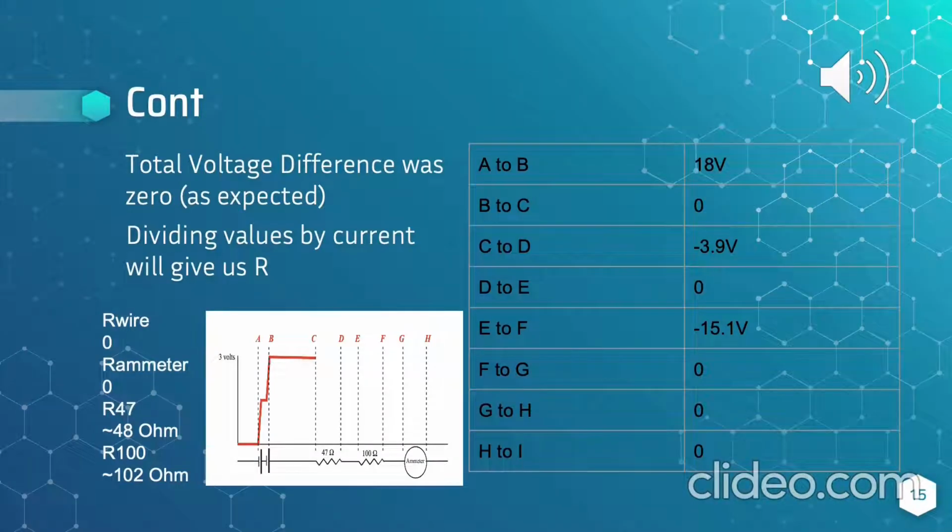Going back to how I was able to calculate the total voltage difference and resistance, for total voltage difference, it was expected to be 0 based on Kirchhoff's law, and you can see the voltage values for each of the points detailed in the experiment. You can see that the total from C to D and E to F equal the negative of A to B, and everything cancels out to be 0. Lastly, if you take each of these values and divide it by the current at that point, you'll be able to find the resistance for each of these specified points in the experiment.